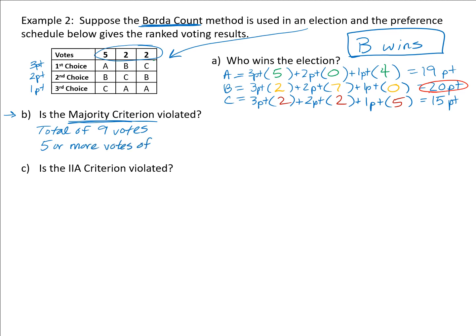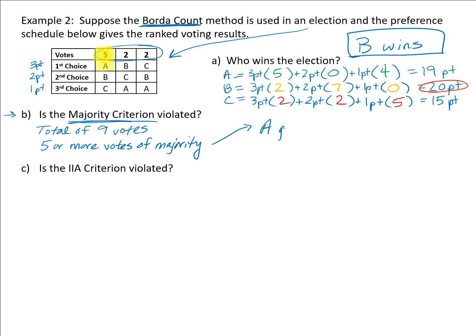Did any of the losing candidates get 5 or more votes? Well, if we look back up here, A had 5 votes. Right there. A had 5 first choice votes. That constitutes a majority. It's just barely a majority, but it is a majority. And if you look back, A did not win the election. So A got a majority of votes, but did not win the election. So this would be a violation of the majority criterion.